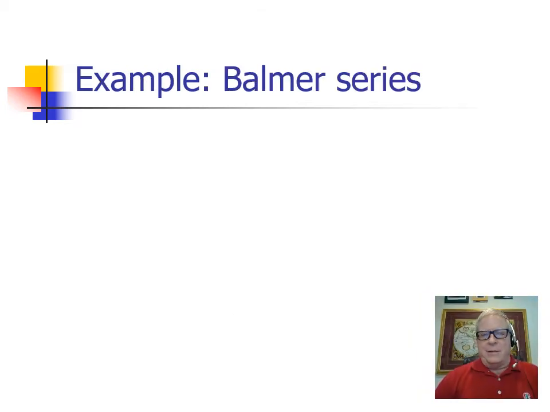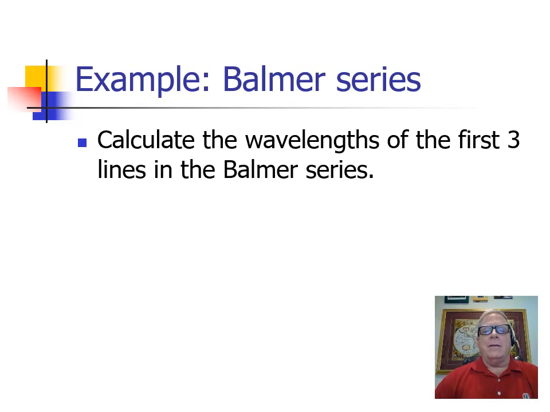As an exercise, why don't you try to calculate the first 3 wavelengths in the Balmer series? That means you're going to substitute in the formula I just gave you n is equal to 3, n is equal to 4, and n is equal to 5.